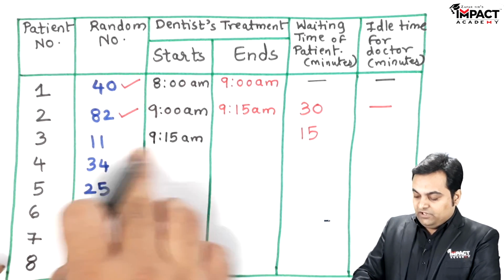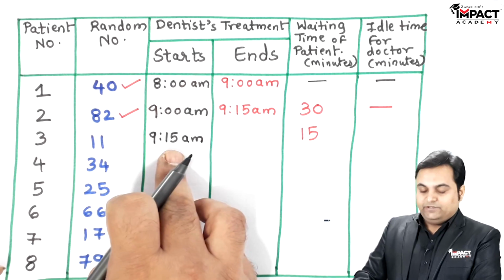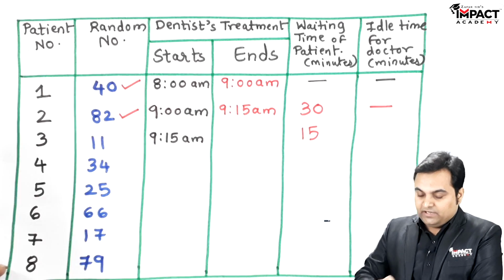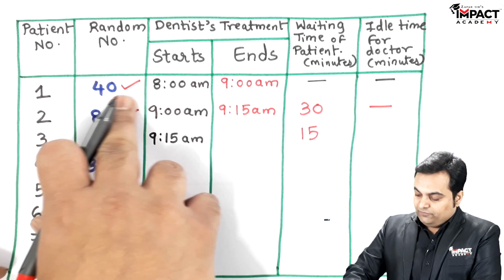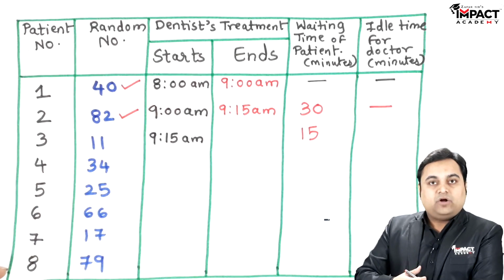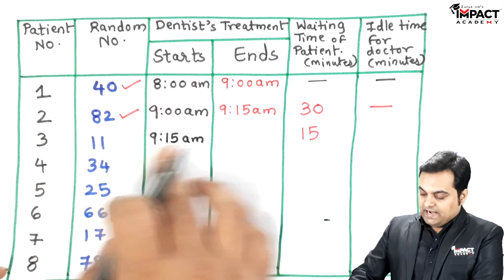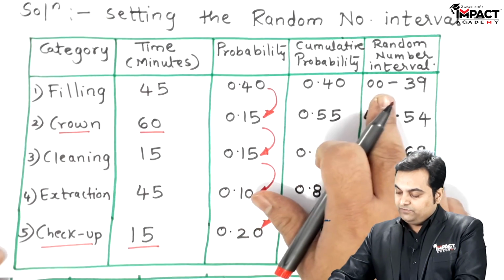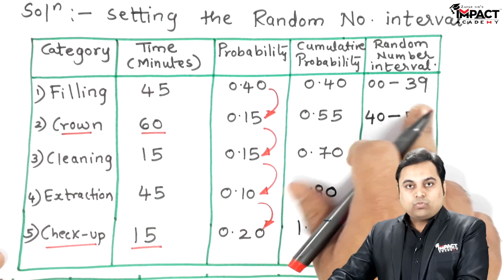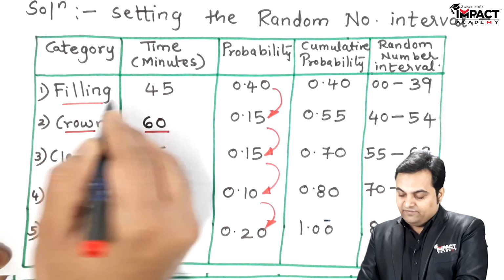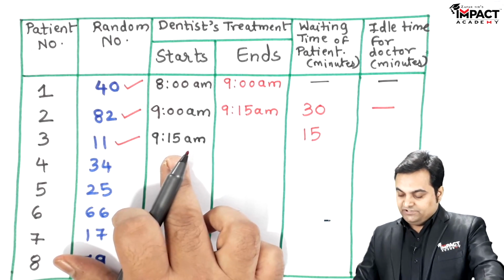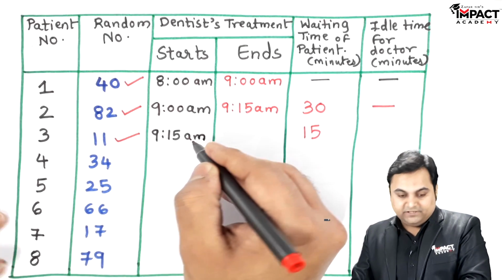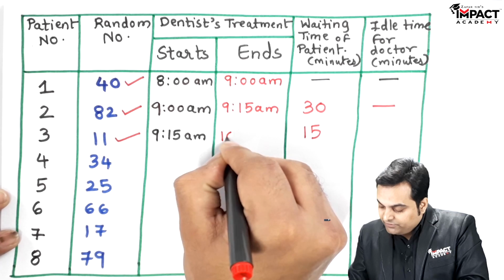the patient number 3 will go to the dentist. That is, the kind of operation now depends upon the random number for patient 3. I'll explain again. For the first patient, the kind of operation was crown. For second, it was checkup. And for the third patient, depending upon the random number 11, go into the interval. 11 is between 0 and 39. So the kind of operation is filling, and filling will take 45 minutes. So patient 3 enters at 9:15, and the operation will get completed after 45 minutes. So it means it will reach up to 10 a.m.